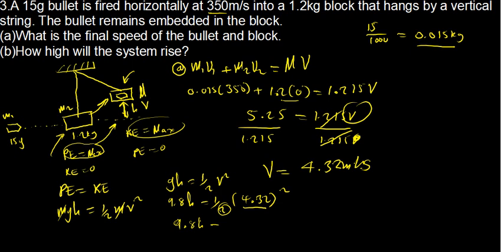9.8h being equal to 9.335. So when we want to remain with our height, we're going to divide by 9.8 on both sides. So therefore our height is going to be 9.335 divided by 9.8. So that gives us a height of 0.953 meters. That is how high it rises on that question.